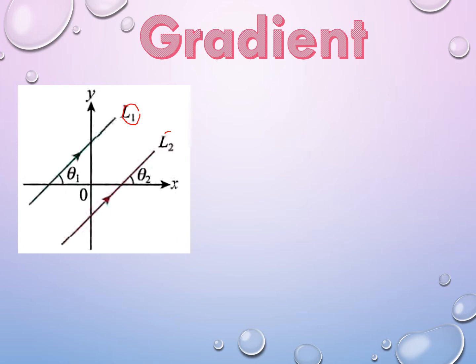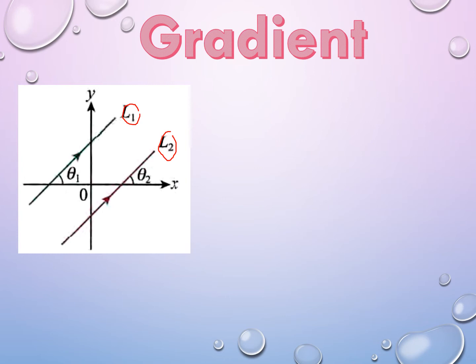I show here L1 and L2, and they will never match. No matter how long I draw, they will never match. So when I have parallel lines, the angle that I can form between the line and the x-axis is the same. If they are not the same, they will meet somehow, but if they are the same, they will never meet.